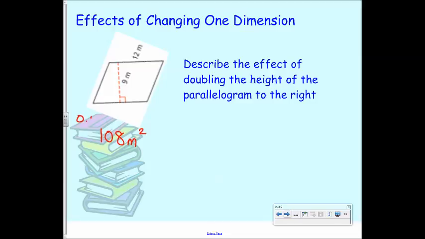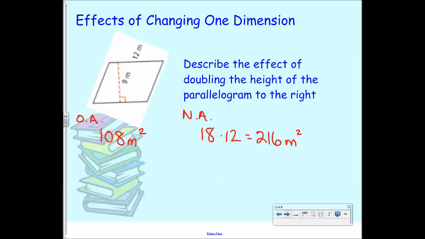So I'm going to say OA, that's the original area. What would happen if you doubled the height? Yeah, so now the height becomes 18. So what's the new area? Is it 216 what? Meters squared. Okay, so when you doubled one of the measures, we doubled the height. What happened to the area? It also doubled.